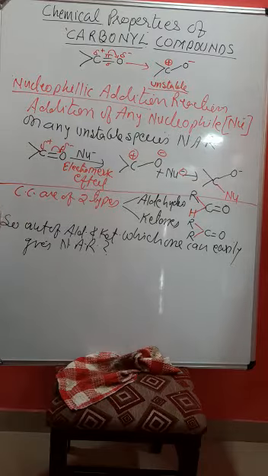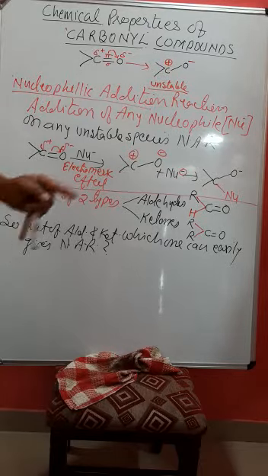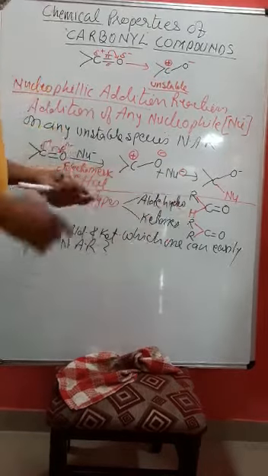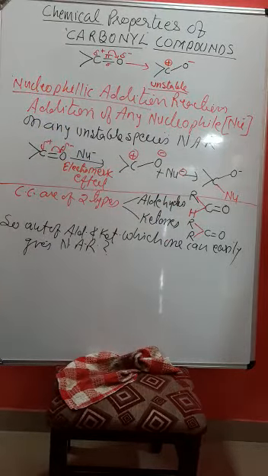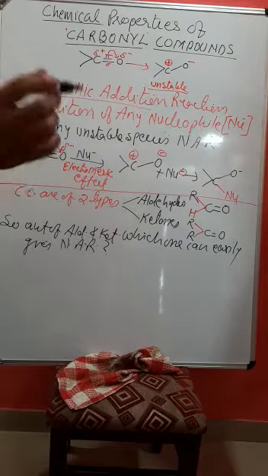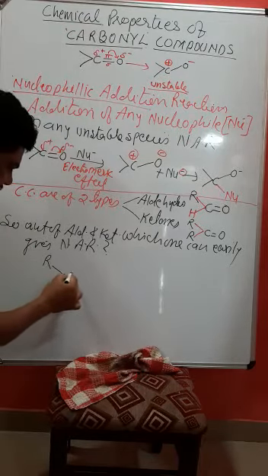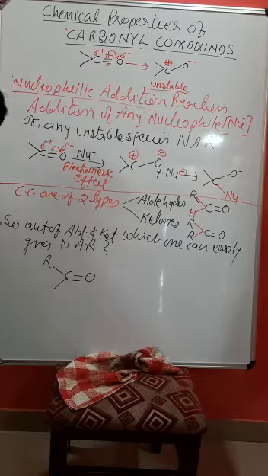So the greater the electron deficiency, the easier the attack of the nucleophile. Again I am repeating, the higher the electron deficiency, the easier the attack of the nucleophile. So we have to search out, of aldehydes and ketones, in which the more electron deficient carbon is present. Here we have to check R, C double bond O, and H. This is confirmed in aldehyde.